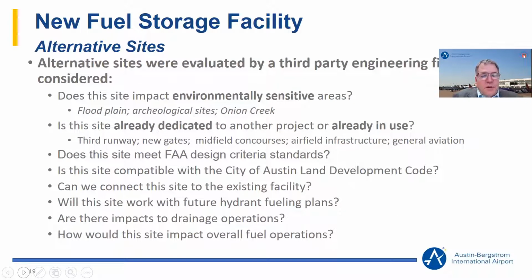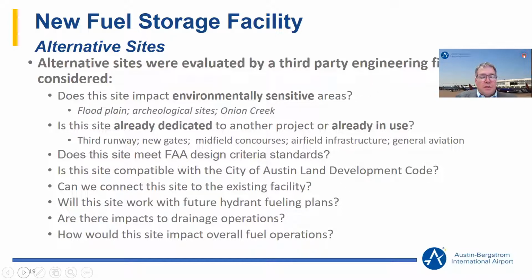This is again just going over that we had a third-party engineering firm consider and review some of the sites, and they were looking as well at environmentally sensitive areas such as floodplains and Onion Creek, also looking at the third runway, future gates, midfield concourses. Does the site meet FAA design criteria? Is it compatible with the city land development code? Can it be connected to the existing facility? And then also future hydrant facility plans.